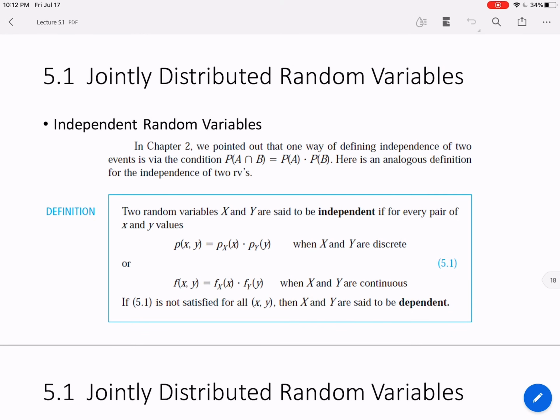Alright guys, in this video we'll continue on 5.1 and take a look at what happens if the random variables are independent. First of all, let's take a look at what we went over before in chapter 2.